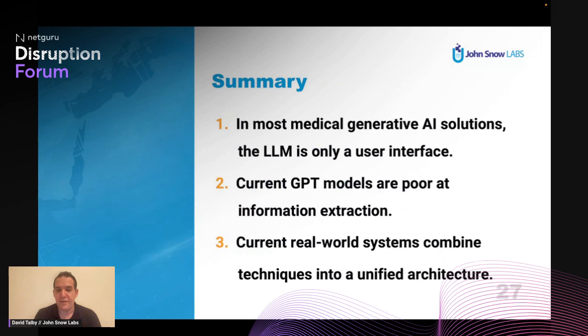So to summarize, the first finding, and also I said this is very much point in time, but this is what we are seeing now. In most medical generative AI solutions, the LLM really is only used as a user interface, and you can use a RAG architecture, but really it means that at least at this point, the LLM's world is very useful but limited. Second thing we are seeing is that current GPT models are really poor at information extraction, which is the most common task that we still see across the industry.